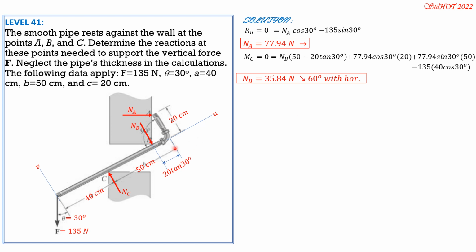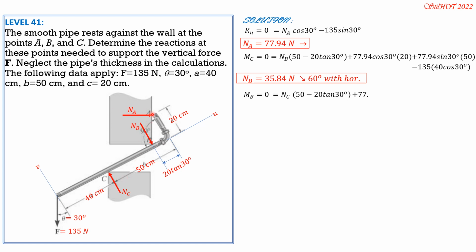Then finally, we set moment B is 0. So this clockwise positive. So N sub C times quantity 50 minus 20 tangent of 30. Then this vertical distance of NA from B rather, is 20 over cosine 30. So we will not resolve NA anymore because we can compute this hypotenuse. 20 divided by cosine 30. Cosine 30 is 20 over hypotenuse, so the hypotenuse is 20 over cosine 30.